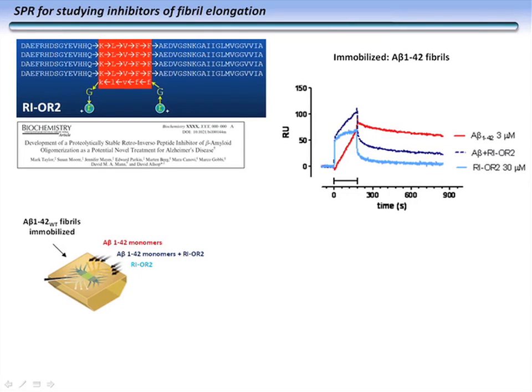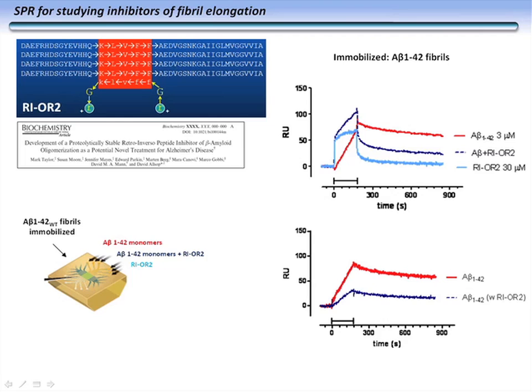When the two peptides, the A-beta 42 and the small peptide, were injected together, you can see this is the sensorgram, the blue line, and you can see that at the end of the injection, the amount of A-beta remaining on the chip is much lower than the one obtained when injecting A-beta alone, indicating that the small peptide is actually interfering with the elongation.